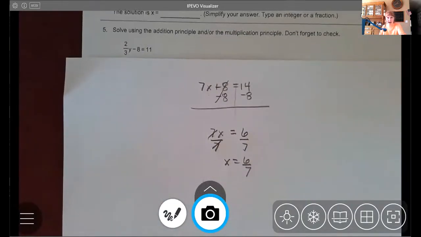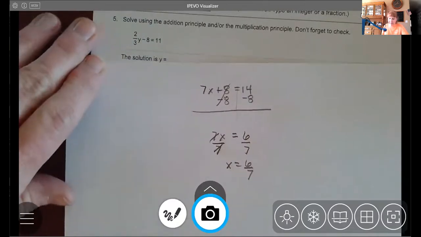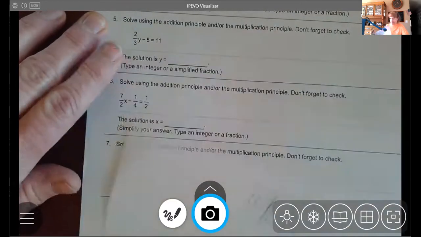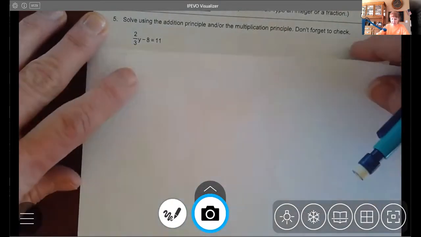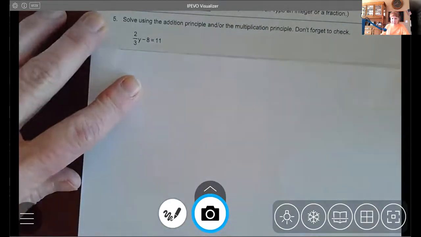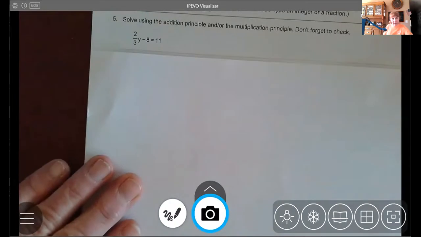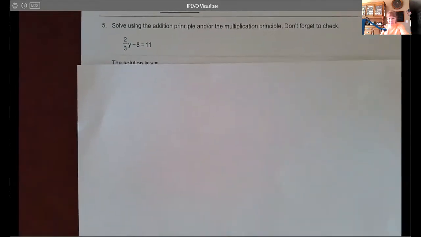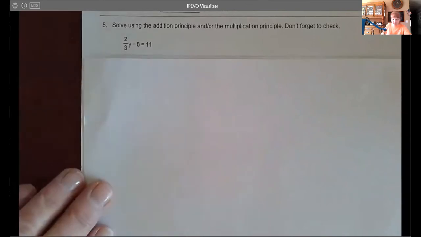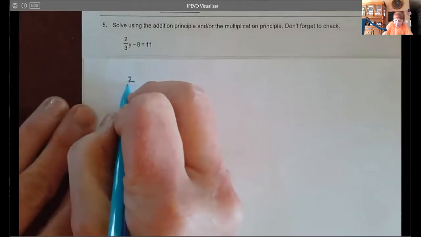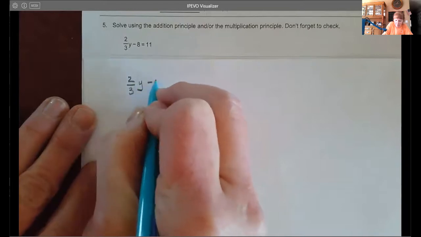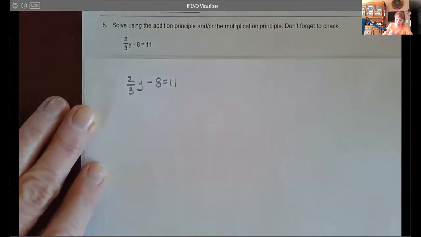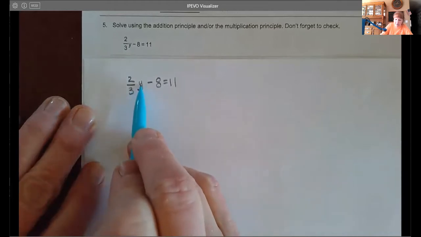All right. Let's do number 5. We're going to eliminate the fraction. Well, we'll do both ways. We're going to not eliminate the fraction, and then just to kind of give you guys the idea that you do have choices here. So we've got 2/3 y. Okay, let's not eliminate the fraction.